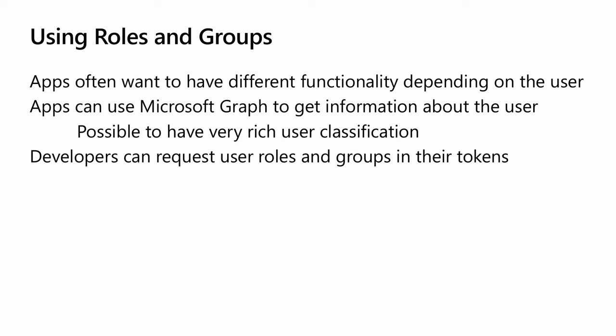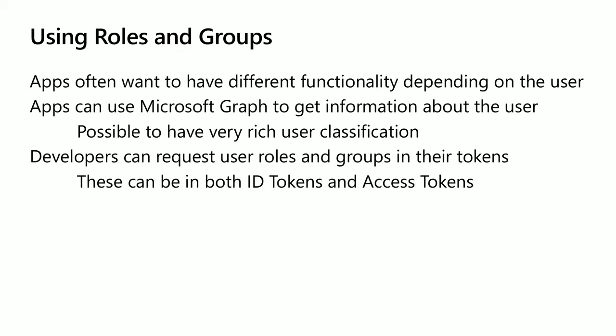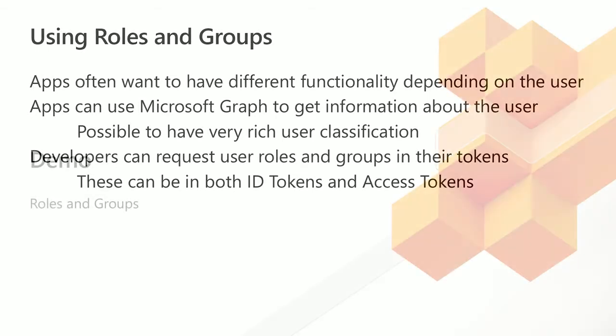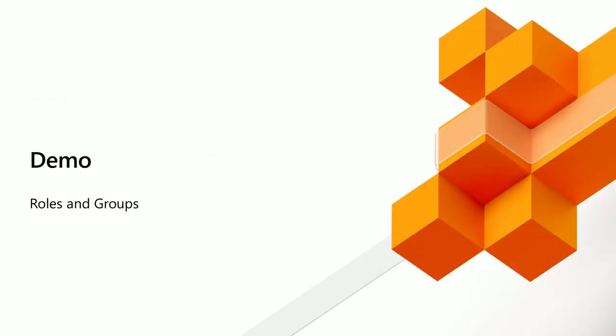However, you as a developer can also ask to see some of this information in your tokens. And it doesn't matter what kind of token you're designing here. It could be an ID token for your application. It could be an access token for your API. You can ask for this in either case. So let's take a look at how that works.